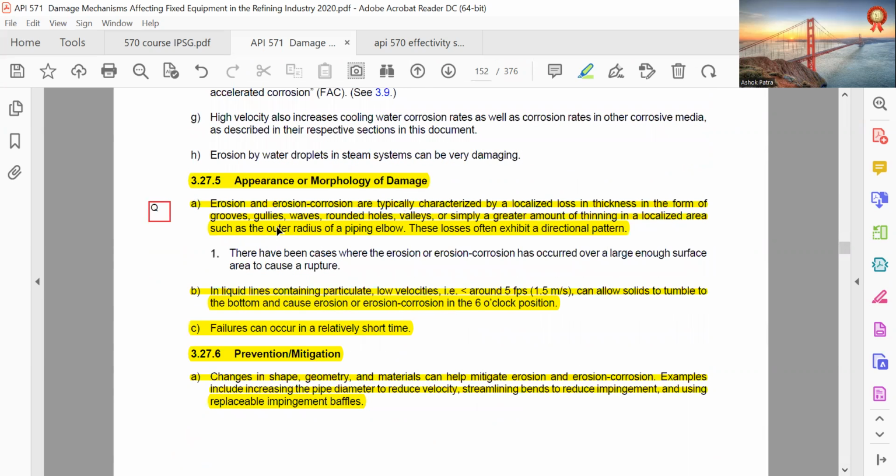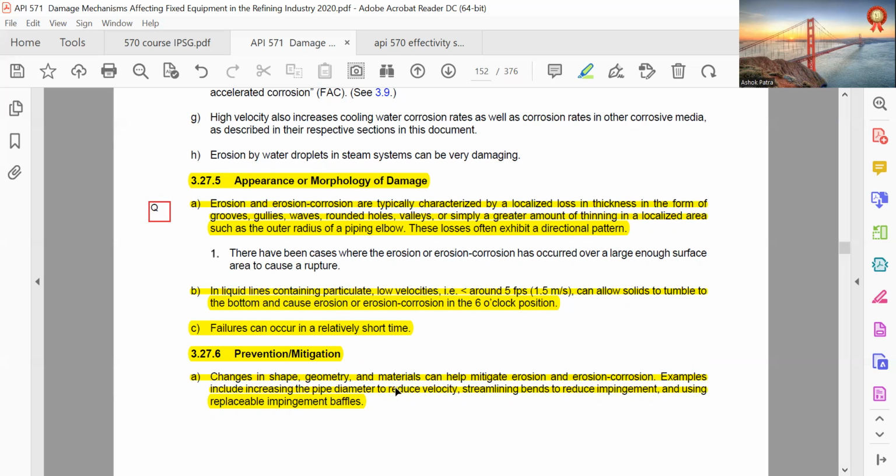Appearance or morphology of damage: erosion-corrosion is typically characterized by localized loss in thickness in the form of grooves, gullies, waves, rounded holes, and valleys, or simply a greater amount of thinning in a localized area, such as the outer radius of a piping elbow. These losses often exhibit a directional pattern. Liquid lines containing particles at low velocity, around 5 feet per second, 1.5 meters per second, can allow solids to tumble to the bottom and cause erosion-corrosion at the 6 o'clock position.